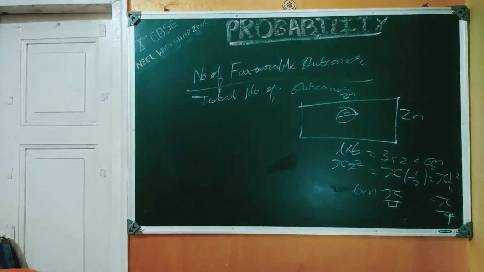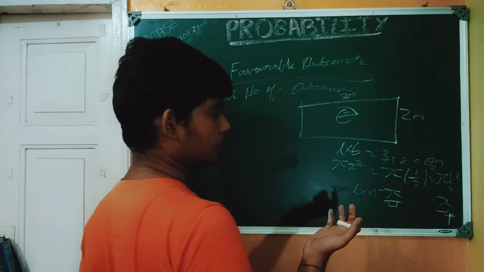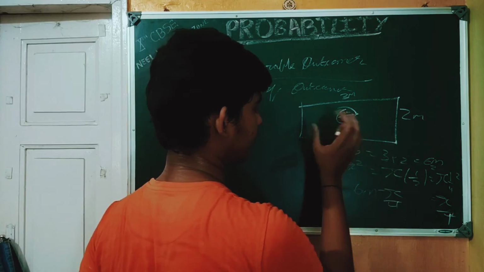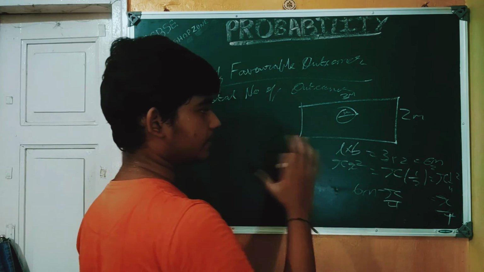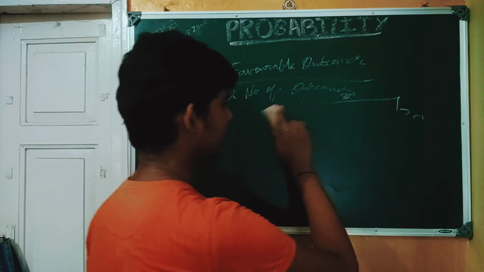Let me take the eraser. So yeah, that is kind of how you do the sum. So basically you find out the area of the rectangle, you find out the area of the circle, and then you subtract them to get the answer. So yeah, those are kind of the important sums.